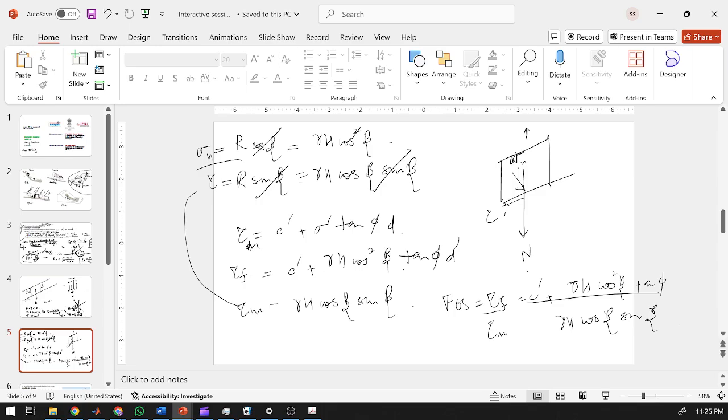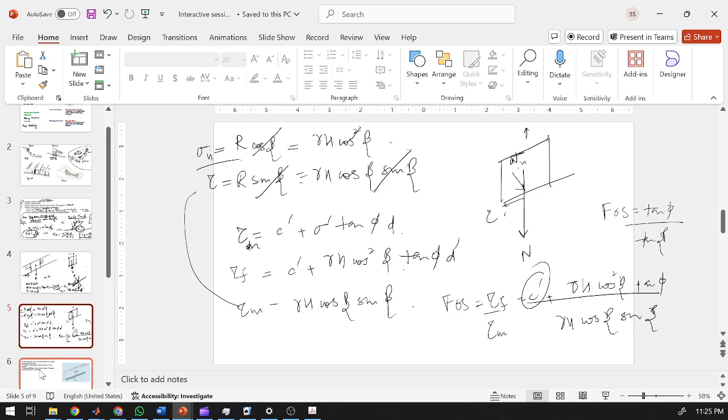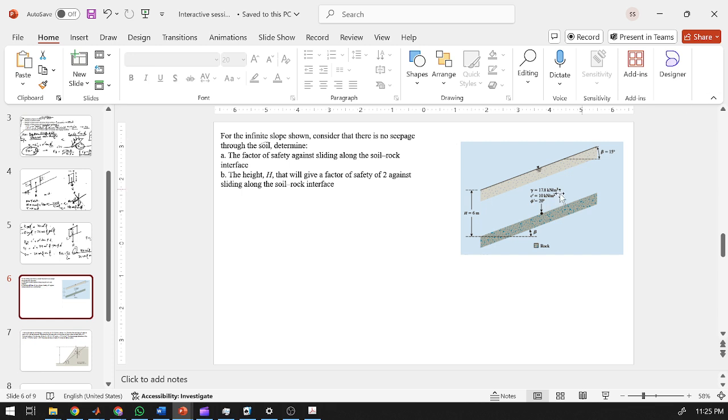Now if we have a cohesionless soil, this just reduces to factor of safety equivalent to tan phi over tan beta. And this is already covered in class, so I'll not go into detail. So let's then start and solve this question based on infinite slope analysis. We have to calculate the factor of safety against sliding along the soil and rock interface. We have been given gamma, c dash, phi dash, h, and beta.